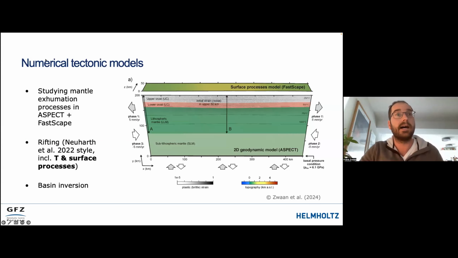And I'm using Aspect coupled with Fastscape. So Aspect is a geodynamic code. Fastscape is, as you can see here, for surface modeling, and this would be the Aspect code. And I'm taking just a simple rifting model from Neuhardt et al. from 2022, where they did rifting. And the great thing is there that you can do stuff like temperature and surface processes, which are really important. And I simply was able to, instead of doing only rifting, also invert this process and do compression and get my inverted basins or basin inversion.